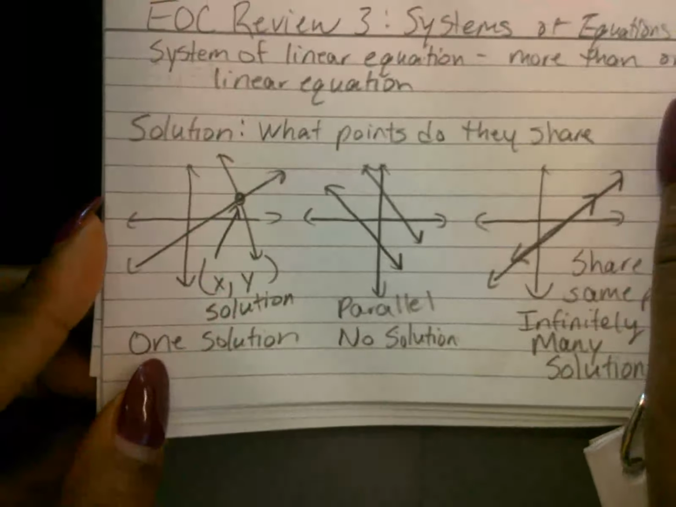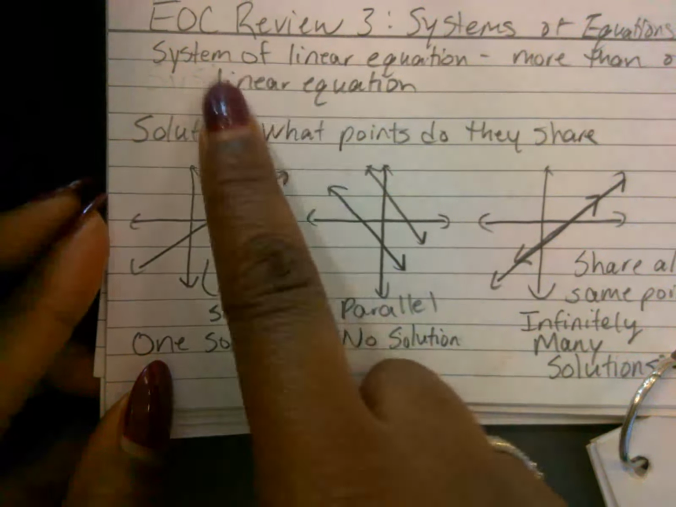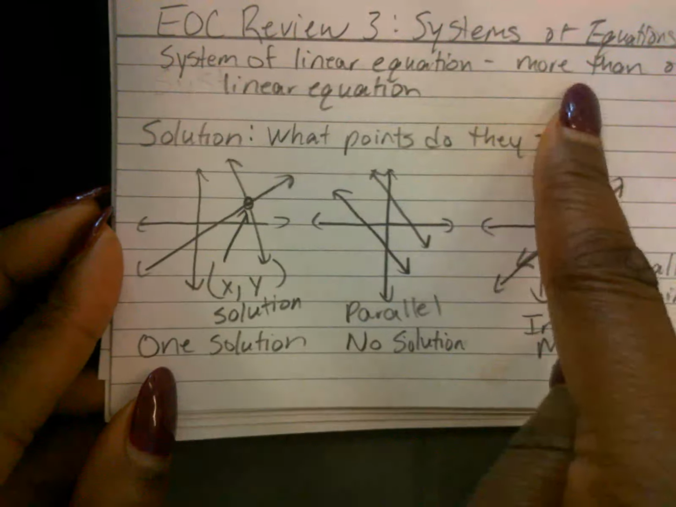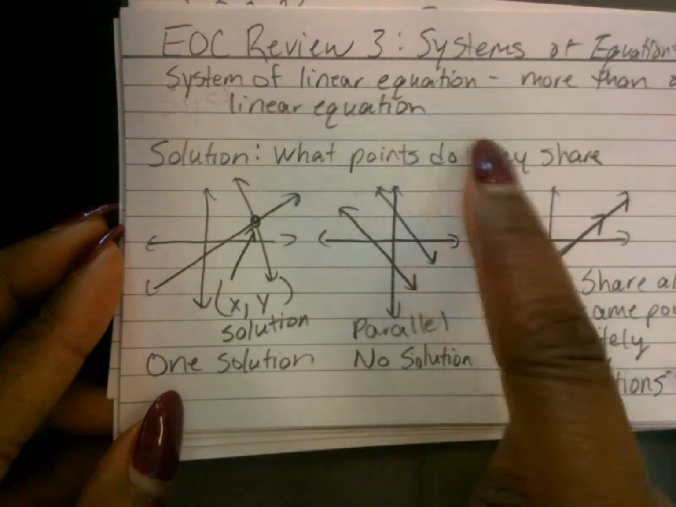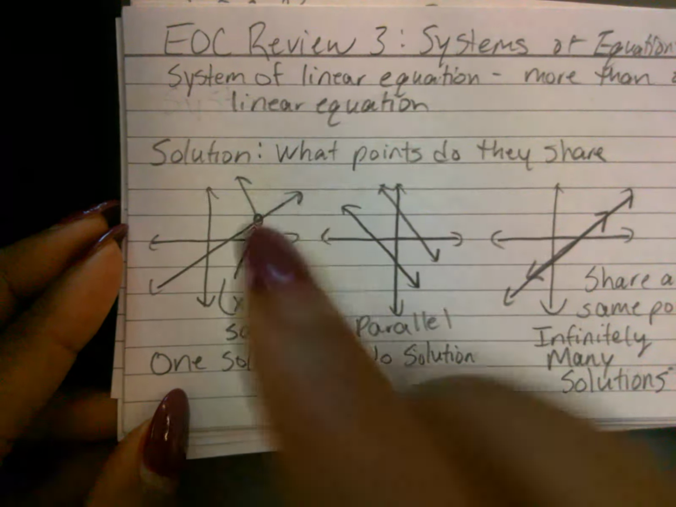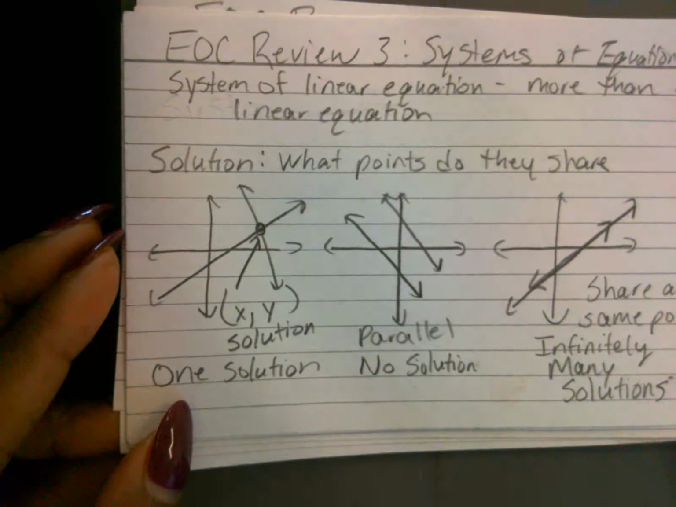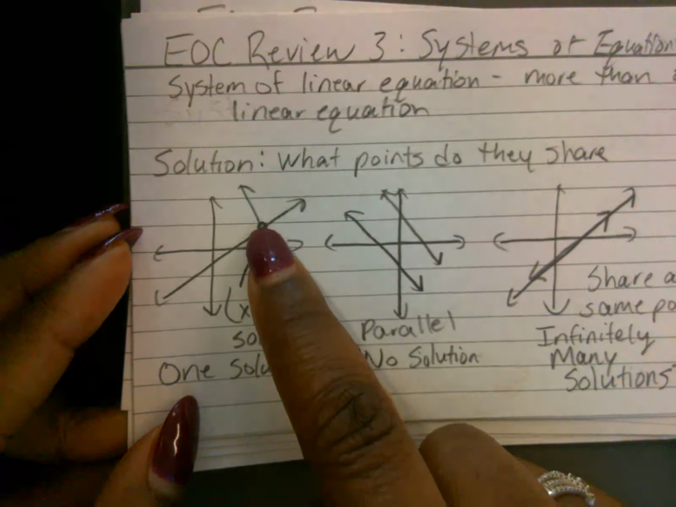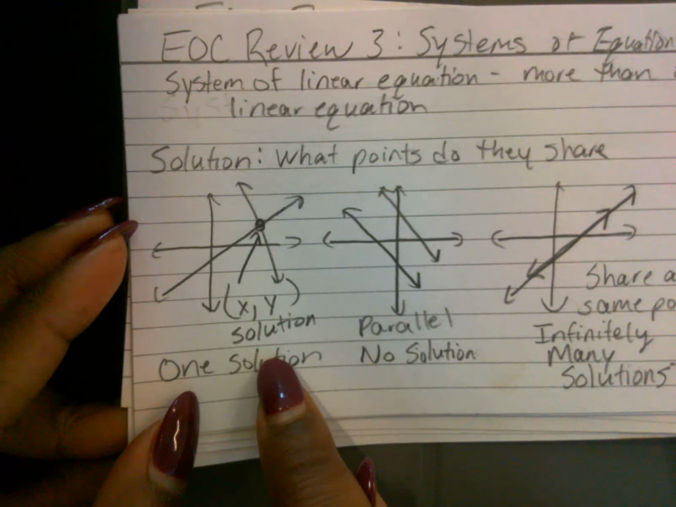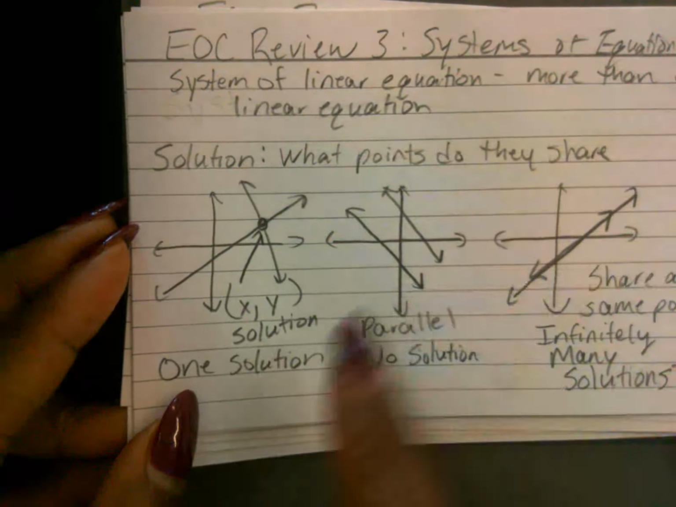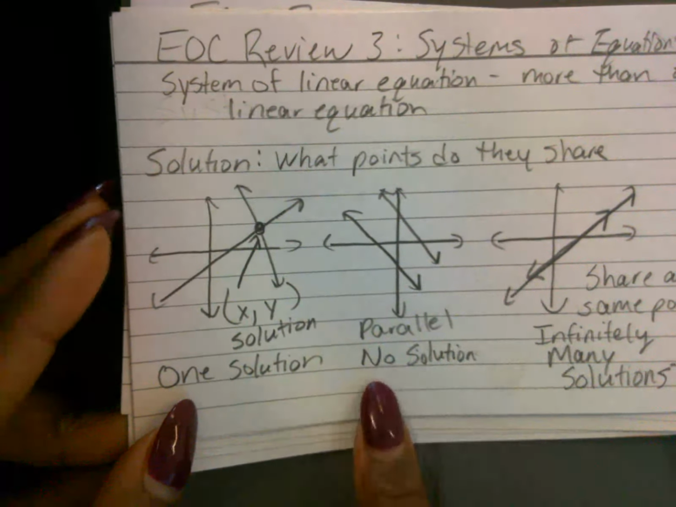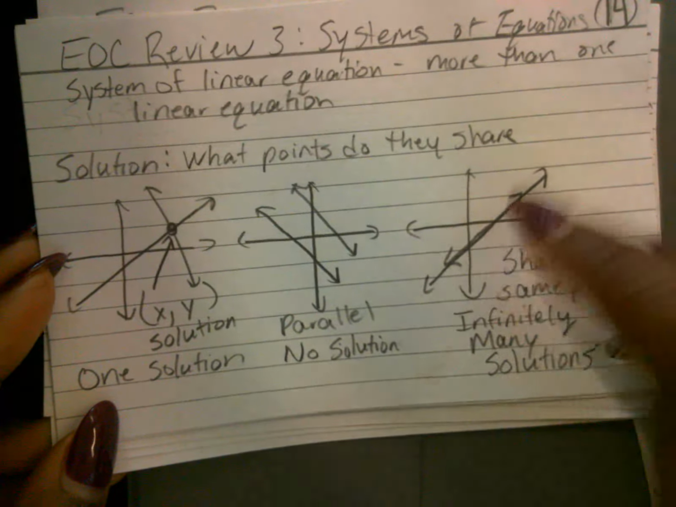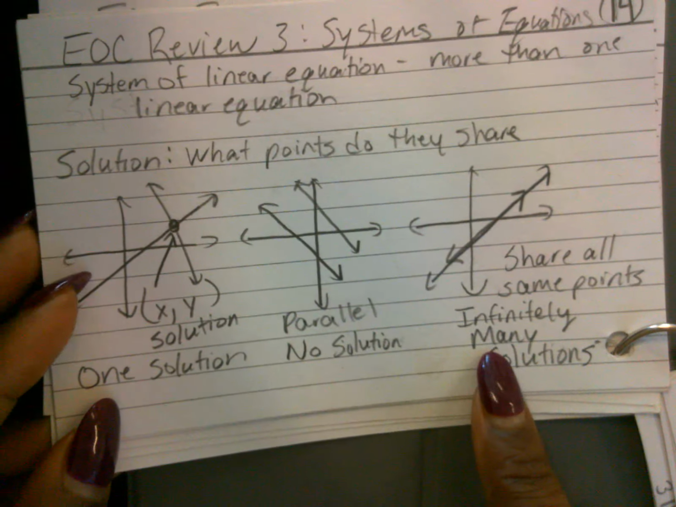Now we're on review number 3. Okay, 14th card. A system is more than one linear equation. To find the solution to a system means that you're going to see what points they share. If they cross in one location, they share one point. That means they have one solution. If they don't cross at all, no solution. So all parallel lines have no solution. And if they happen to graph right on top of each other, it's infinitely many solutions. Questions?